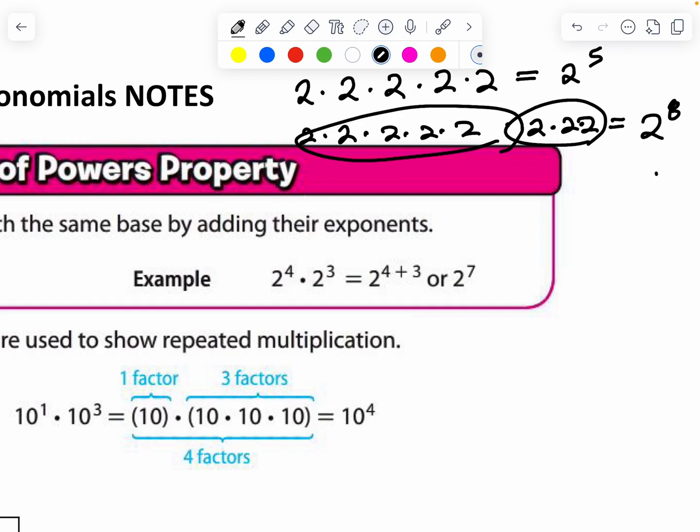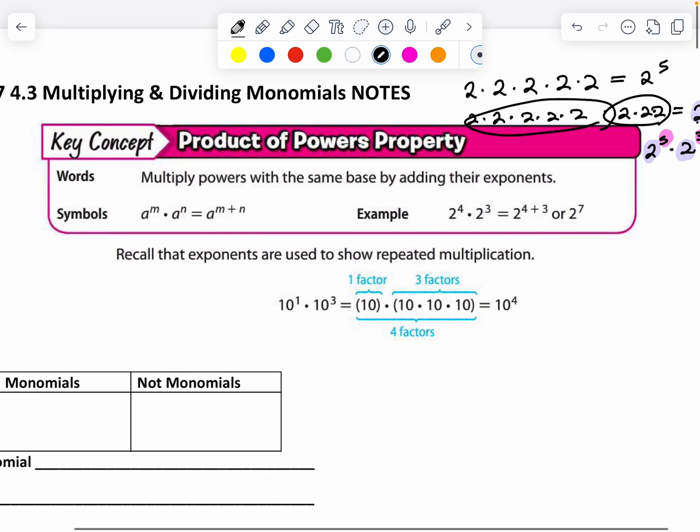So the pattern is actually, if you have 2 to the power of 5 times 2 to the power of 3, to get 2 to the power of 8, you notice how you keep the same base of 2, and then your exponents, you're adding them up. So 5 plus 3 becomes 8, okay? And that is the rule we are going to apply today, the product of powers property.